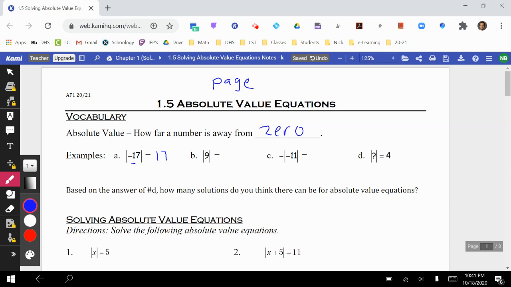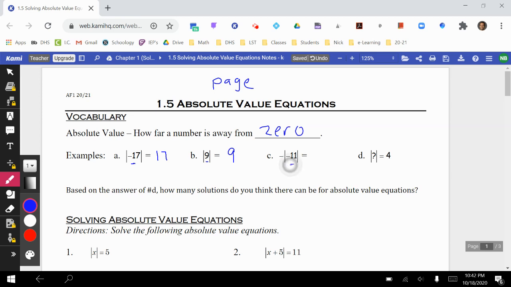Example B says the absolute value of 9. Well, how far away is 9 from 0 on a number line? Well, it's exactly 9 units away. Again, absolute value will always be positive. All right, let's look at letter C. Letter C looks a little different. It's the opposite or negative absolute value of -11.